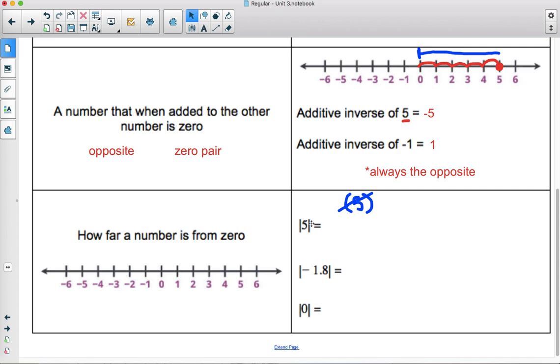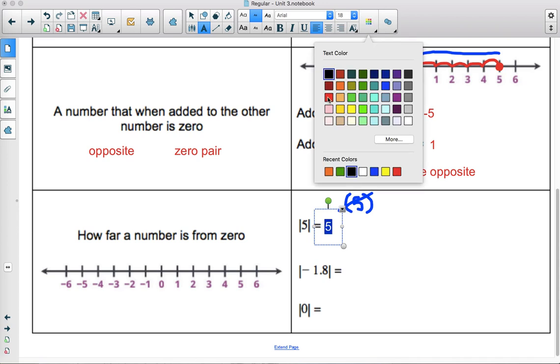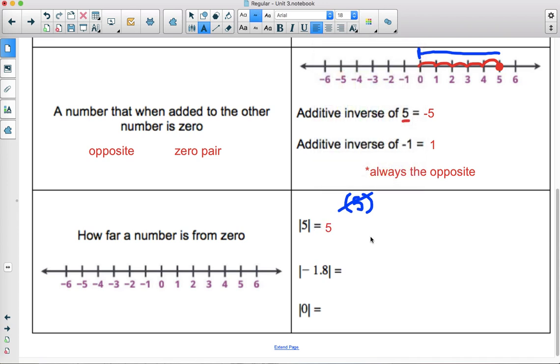So these two straight lines around the 5 just mean they want to know how far away is that from 0. Okay, well, if I'm at 5, I'm 5 spots away from 0. It doesn't matter the direction. Okay, so we're just simply going to write in here we're 5 spaces away from 0. So the absolute value of 5 is 5.